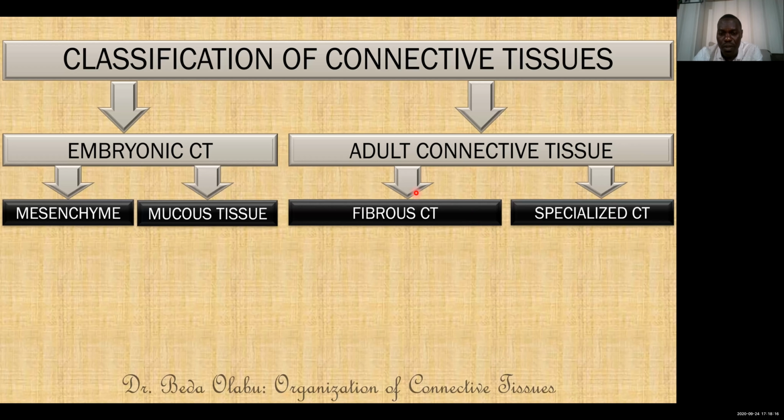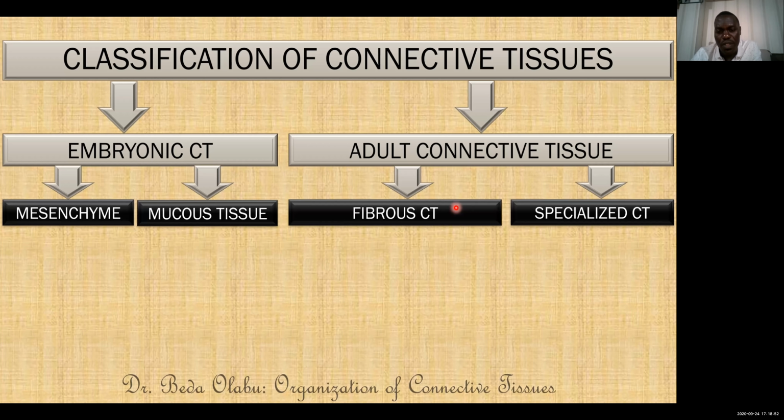This one has multiple names. I like calling it fibrous connective tissue, but it can also be called connective tissue proper. Some people call it ordinary connective tissue. Some people call it generalized connective tissue. So ordinary connective tissue, generalized connective tissue, fibrous connective tissue, or connective tissue proper. All those are its names.